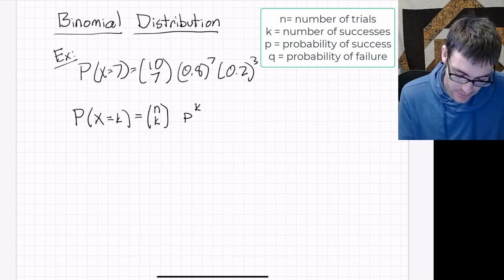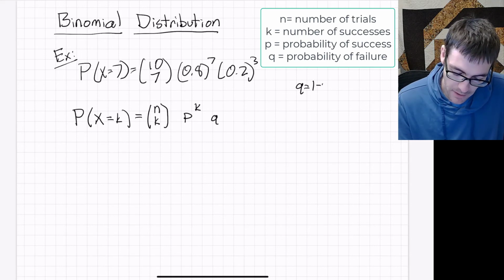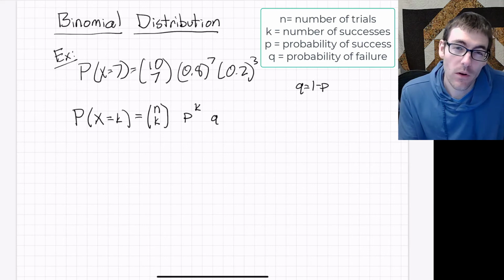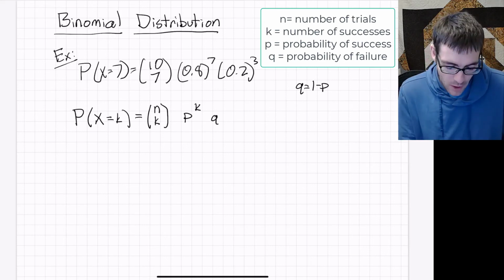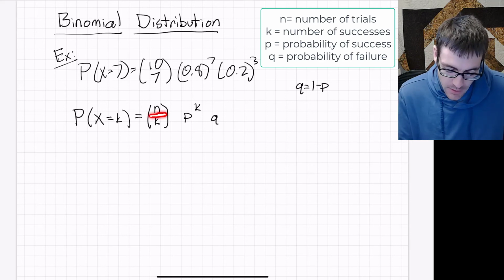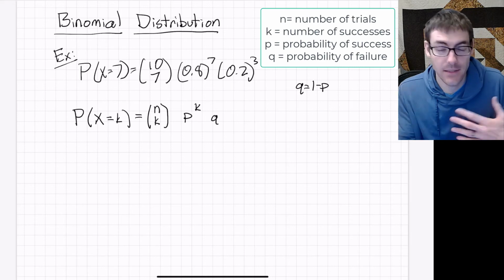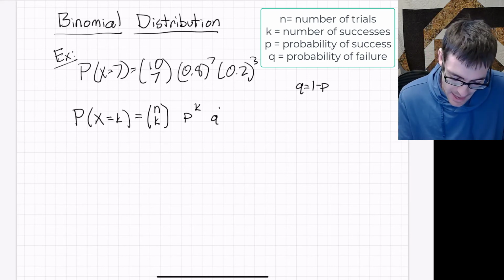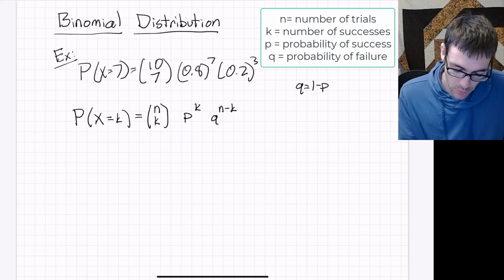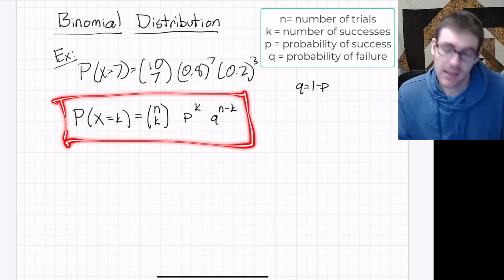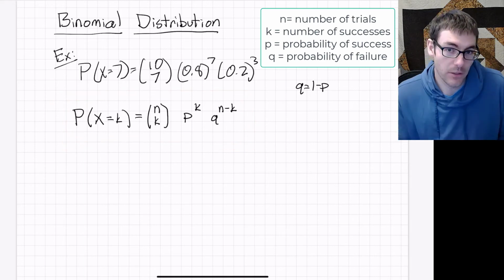And this other piece is the probability of a failure, q, which remember is 1 minus p, raised to the power of the number of failures that we want. Well, if there are n attempts and k successes, and everything is either a success or a failure, there should be n minus k failures. So this right here is the general equation for the binomial distribution.